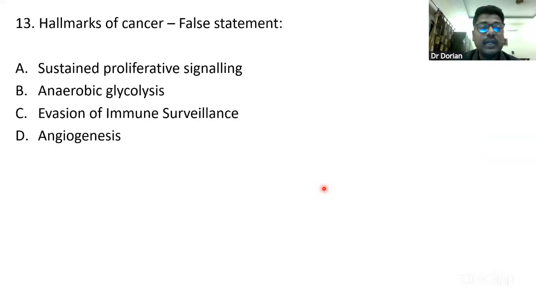So we have come to the end of hallmarks of cancer. So coming back to the question, the false statement regarding hallmarks of cancer is anaerobic glycolysis. It is not anaerobic glycolysis. It is aerobic glycolysis. Aerobic glycolysis, nothing but Warburg's effect.